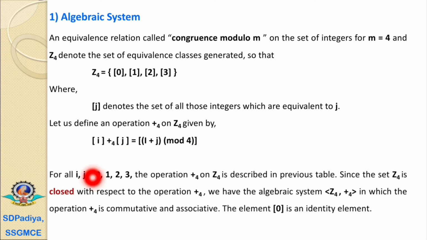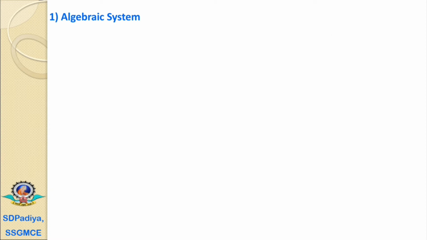Now what may be I and J? For all I and J equal to 0, 1, 2, 3, the operation plus 4, that is the addition on the set Z4, is described in the previous table. Since the set Z4 is closed with respect to the operation plus 4, we have an algebraic system for the set Z4 with the operation plus 4, in which the operation plus 4 is commutative and associative, and the element class 0 is the identity element. But it will be clear to you after the next problem statement.